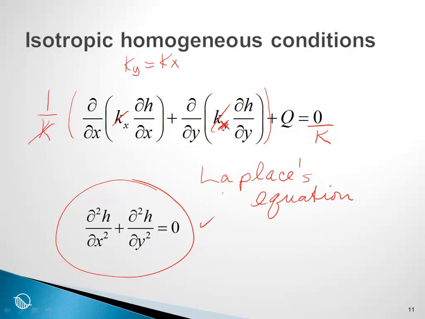What is interesting about this equation is that when we have an isotropic homogeneous condition, the pore water pressure distribution is not a function of the material property. So in many cases you will encounter, the pore water pressure distribution is not a function of K.